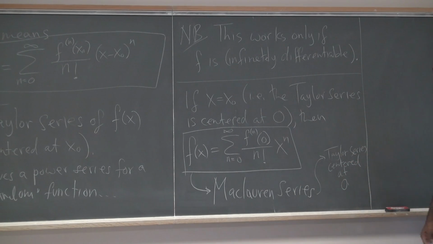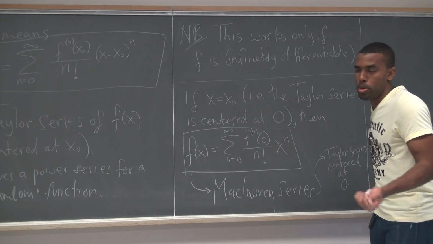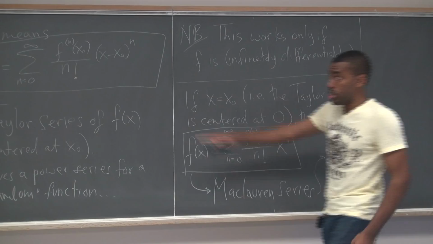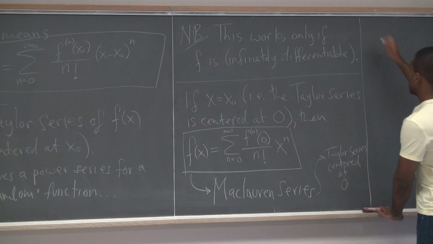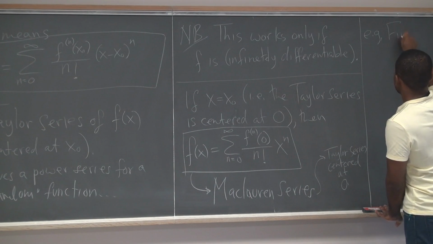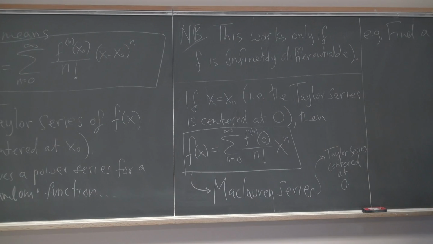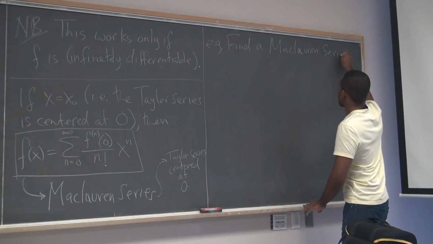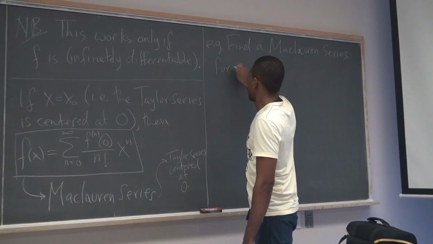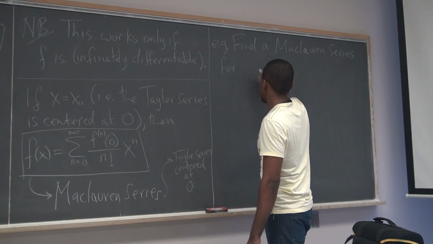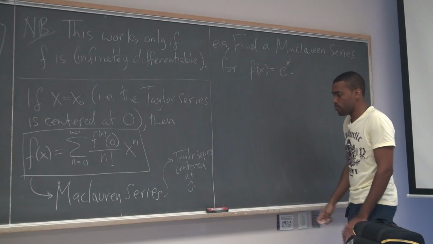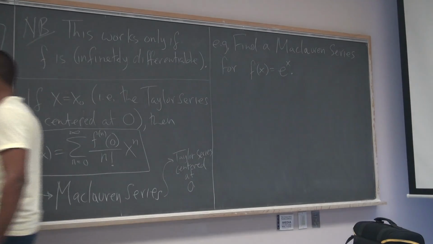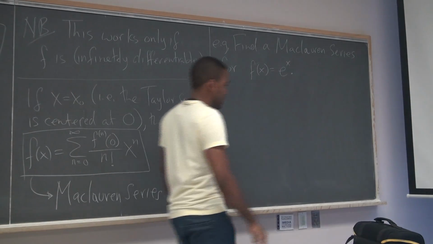And Taylor series is just a power series. But this guy named Taylor came up with this, so we call it a Taylor series whenever we're using this formula to figure out a power series for a function. Let's do an example. Find a Maclaurin series for, let's do an easy one, f of x equals e to the x. In other words, I want a power series centered at 0 for the function e to the x.